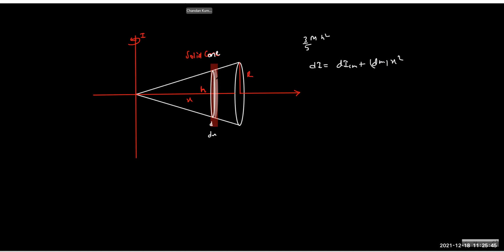Now here the radius, you can take this radius as small r. The distance is x, so you can say r by x is same as capital R by h. The r we can write in terms of x like this, unitary method, and dI_cm will be dm r square by 4 because r is variable here. This part is easy, I think.